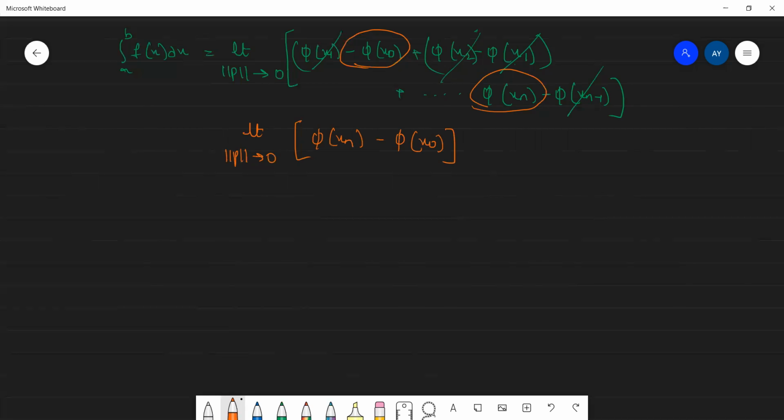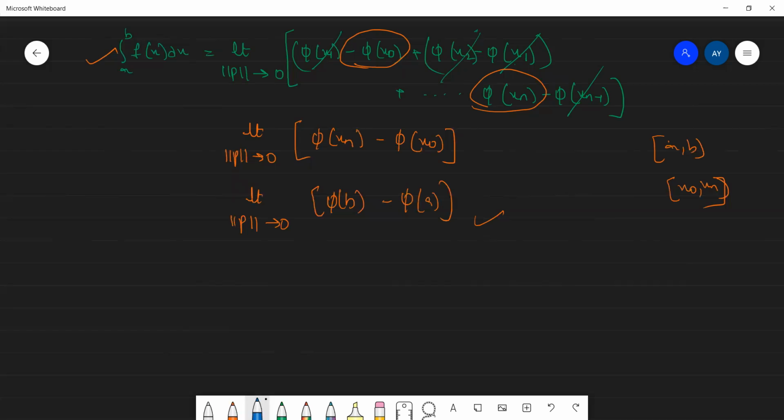So what is phi(x_n)? Normally, you'll have the interval a comma b, so this is x_0 comma x_n. So this will be equal to limit norm p tends to 0 of phi(b) minus phi(a), right? So what have we actually got? For this one, we have proved this. Therefore, what can we conclude? Integral a to b f(x) dx equals limit p tends to 0, but there is no norm p term, so you can directly write phi(b) minus phi(a). Hence, the fundamental theorem of integral calculus is proved.